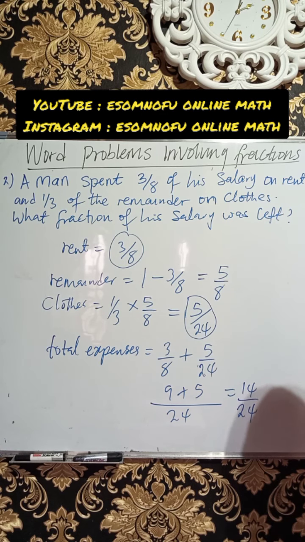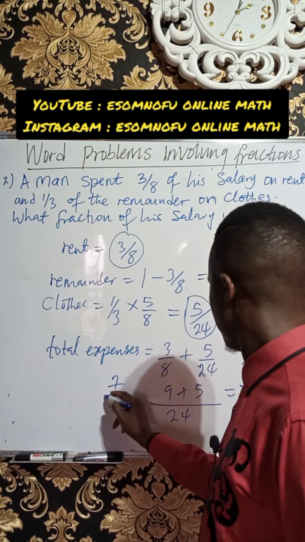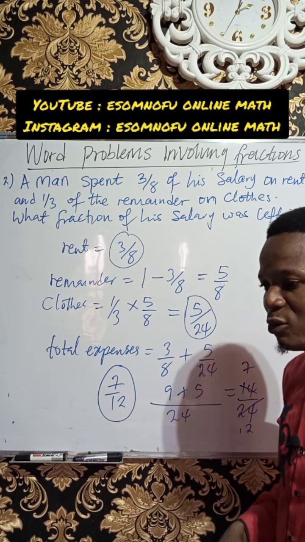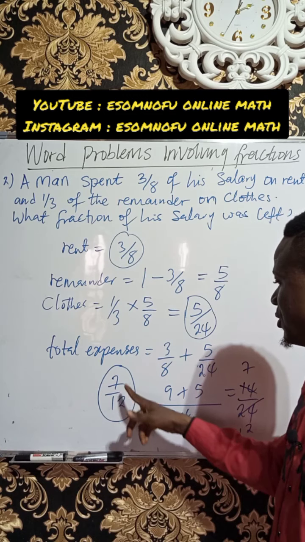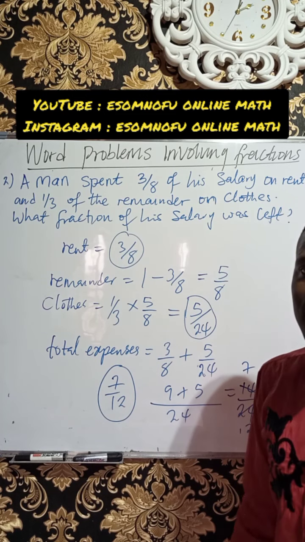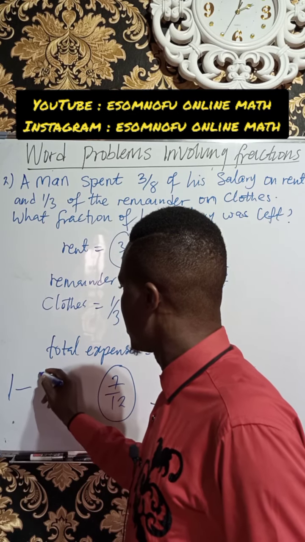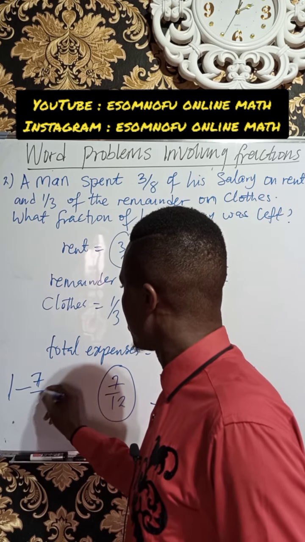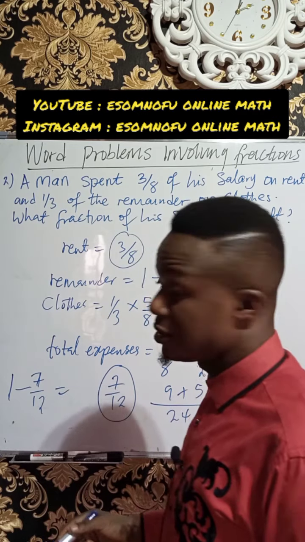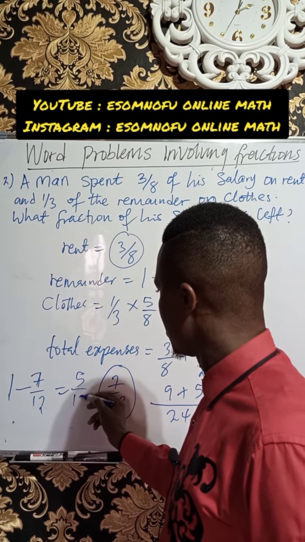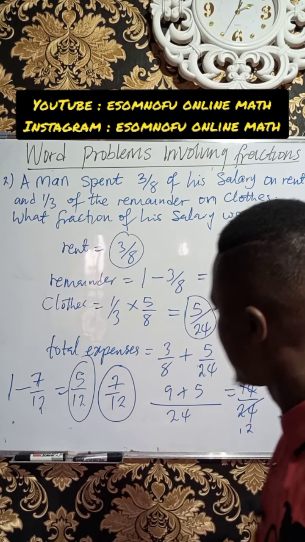14/24. And of course, you can divide by 2. 2 here is 7, 2 here is 12. So we are getting 7/12 again. 7/12 is the total expenses. So if you want to know the fraction that is left, you remove 7/12 from one complete whole salary. So the fraction left means one whole salary minus 7/12. And of course, from the trick, just say 12 minus 7, it will give us 5/12 as the answer. So this is the answer, 5/12.